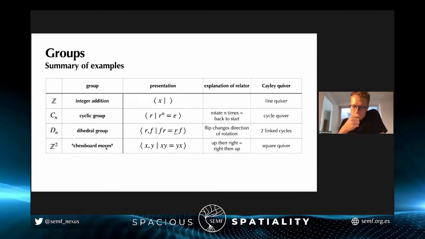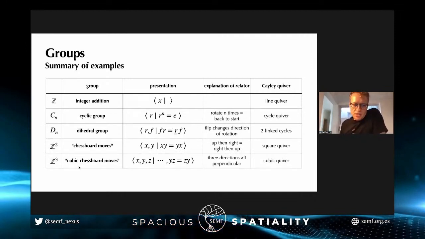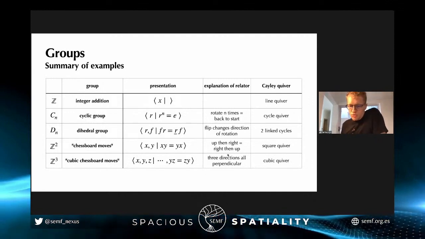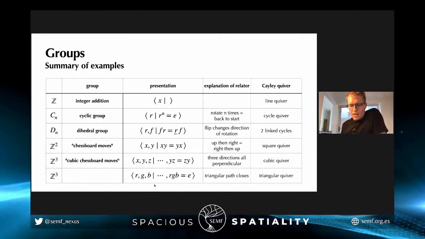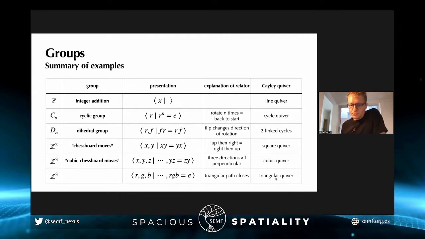Z2 is sort of like an infinite chessboard. That gave us a square quiver. Z3, the group of cubic chessboard moves, gave us a cubic quiver, and then a different choice of presentation gave us the triangular quiver.